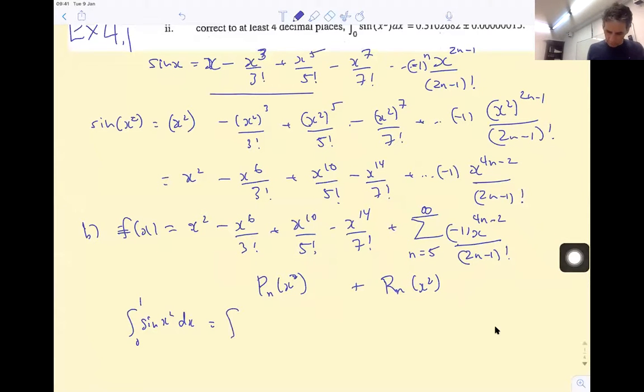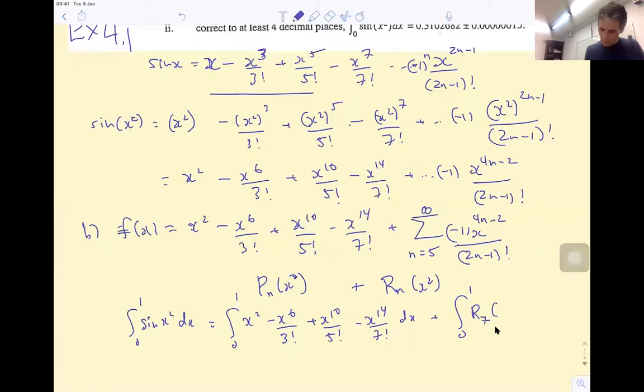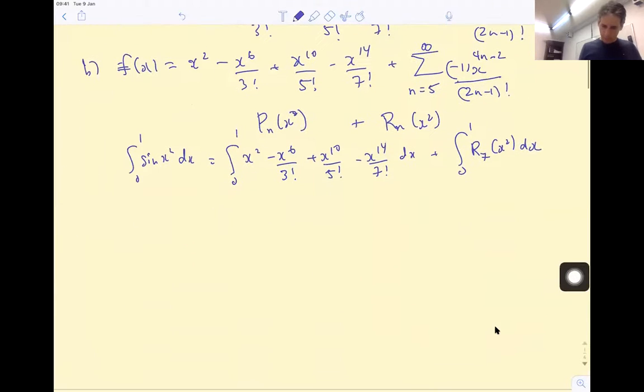Okay, so what we have is the integral from 0 to 1 of x squared, x to the 6 over 3 factorial, x to the 10 over 5 factorial, x to the 14 over 7 factorial dx, and then from 0 to 1, we're just going to write the integral of this part as R7 x squared dx. Okay, and that's the part that's left over. So really all we have to do is do this integral over here on the left. Let's leave a bit of space here, and then we can do that.